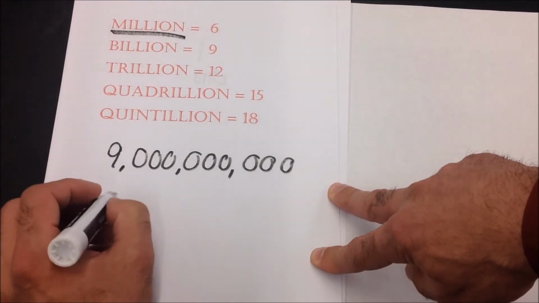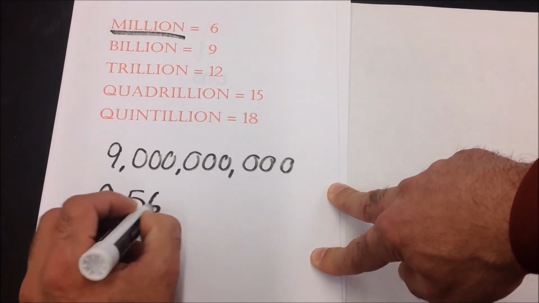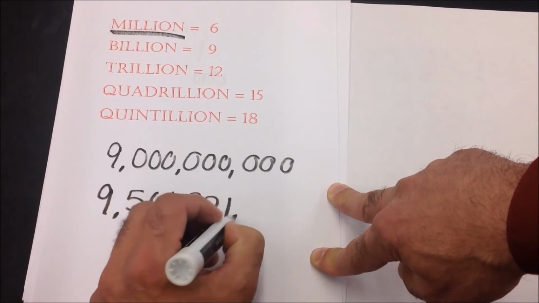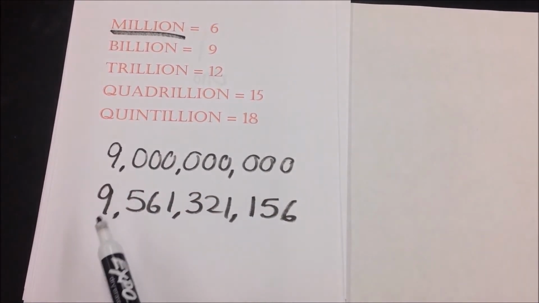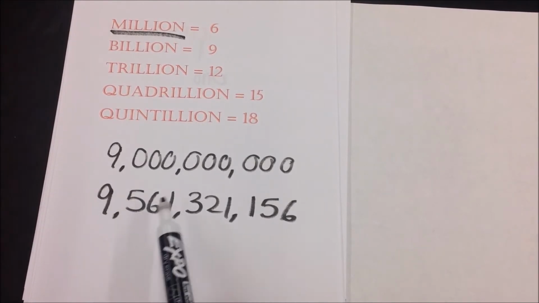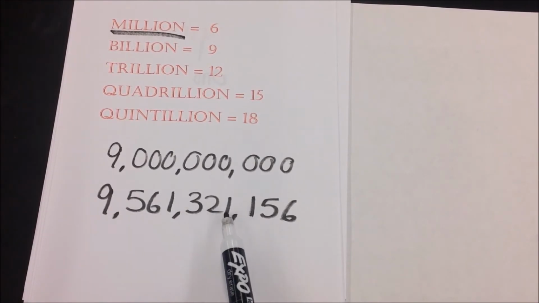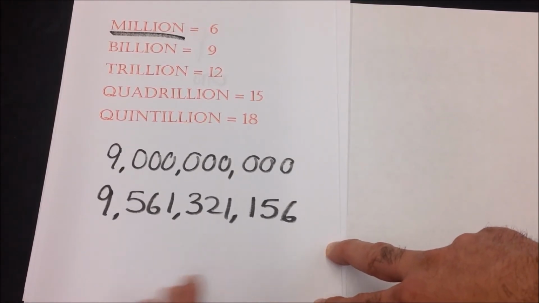So let's look at another number here. Well, we know that's 9,561,321,156. You noticed I didn't use the word and. Don't use the word and, because and means a decimal. So never say 9 billion and 561 million. Don't say that. Well, we'll talk more about that also.